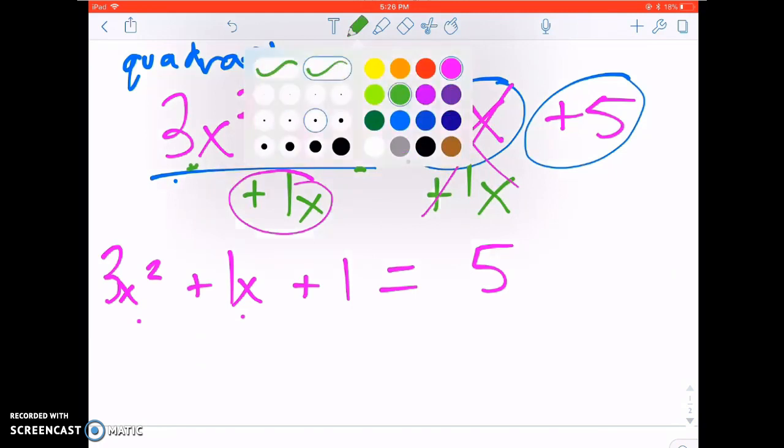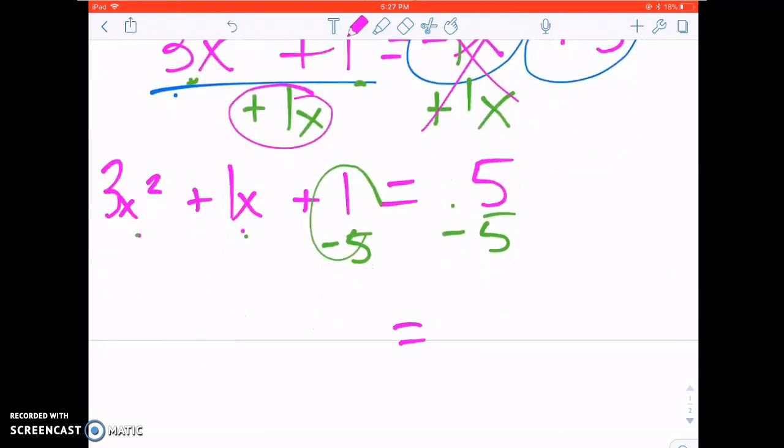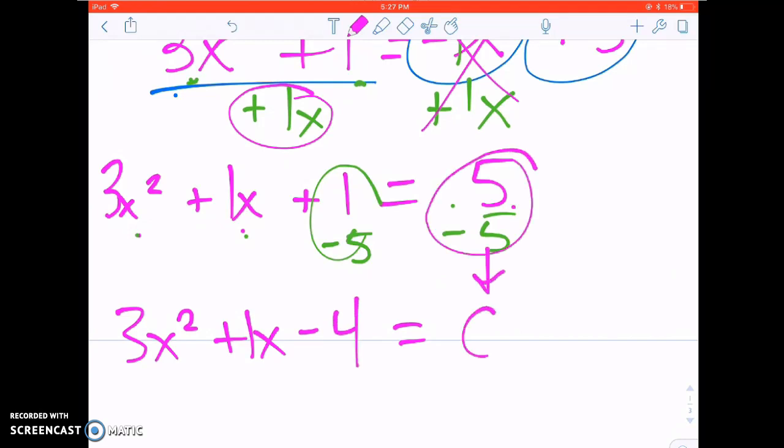Our last step to get rid of that 5, it's a positive 5, so I'm just going to subtract 5 from both sides. I can see that minus 5 goes with the third term here because there's no x involved, so I'm just going to subtract it right here. When I do that, we have 3x squared plus 1x. 1 minus 5 is negative 4, and over on the right-hand side, 5 minus 5 is just 0.